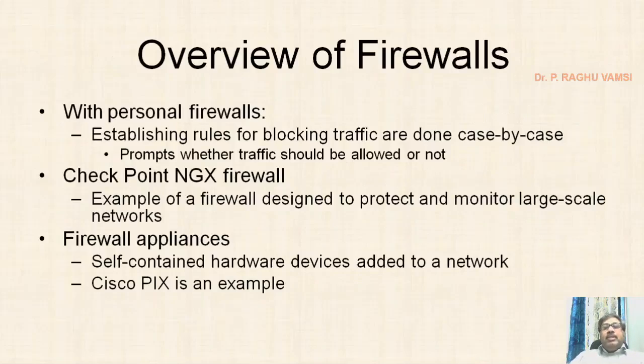With personal firewalls, establishing rules for blocking traffic is done case by case. We cannot apply one restricted rule to every kind of traffic, but the incoming traffic should be dealt with case by case. That means whether you want to allow ping actions like ICMP or not, and whether you want to allow TCP connections or HTTP connections, etc. The Checkpoint NGX firewall is a best example for monitoring large scale networks, especially enterprise level. Firewall appliances are self-contained hardware devices added to a network. Cisco PIX is an example of that.